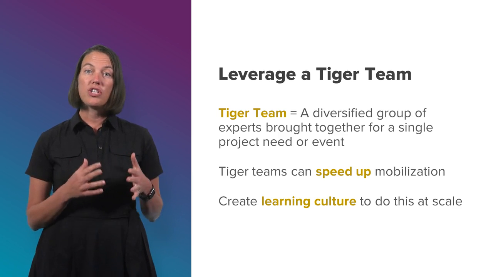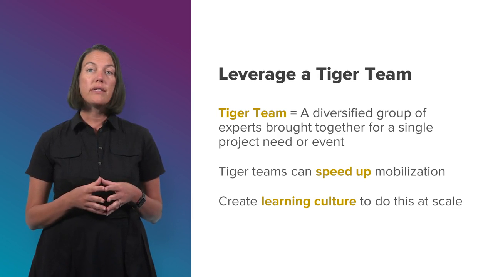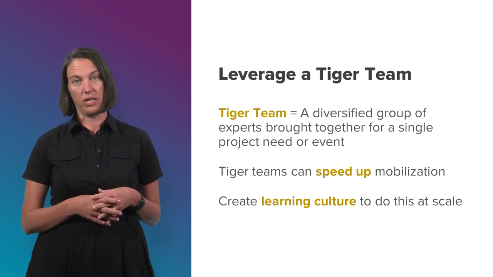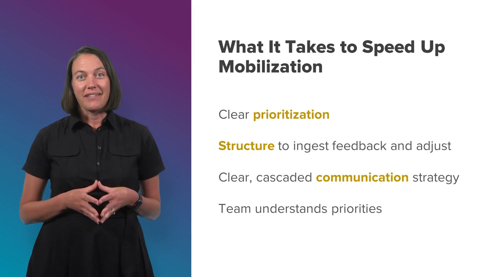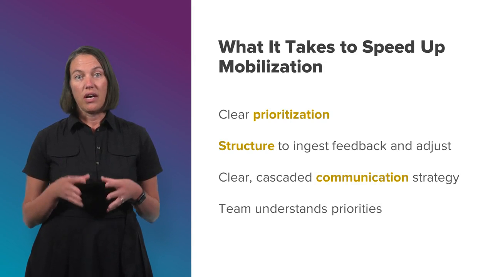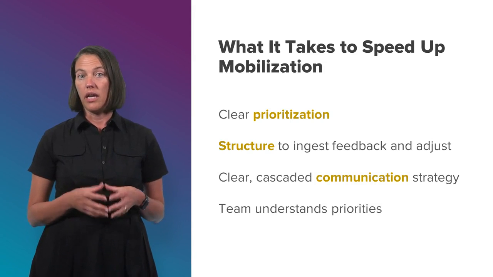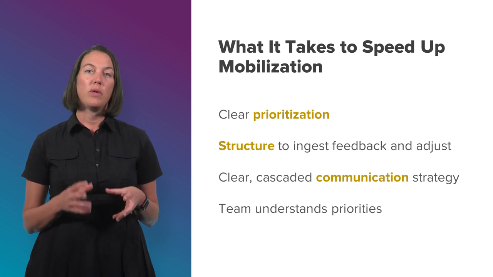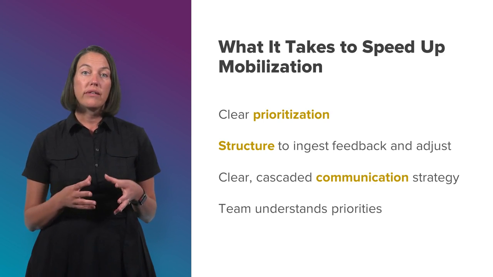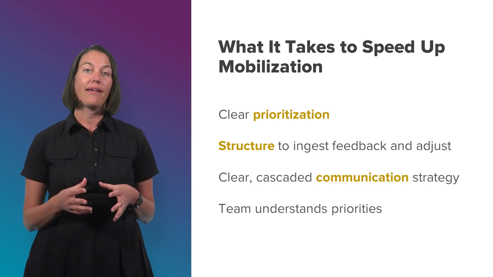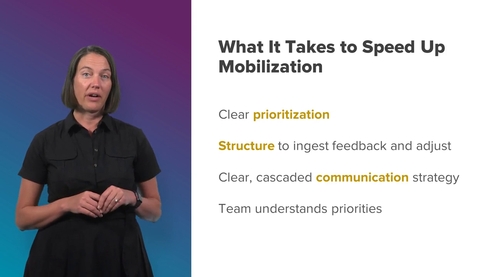If you are learning and adjusting as you go, then your organization becomes adaptive and you can truly achieve speed to mobilization. In my experience, having clear prioritization, a structure for ingesting feedback and making adjustments accordingly, and a clear, cascaded communication strategy can greatly speed up mobilization, and it helps the teams understand why they're moving to another priority.